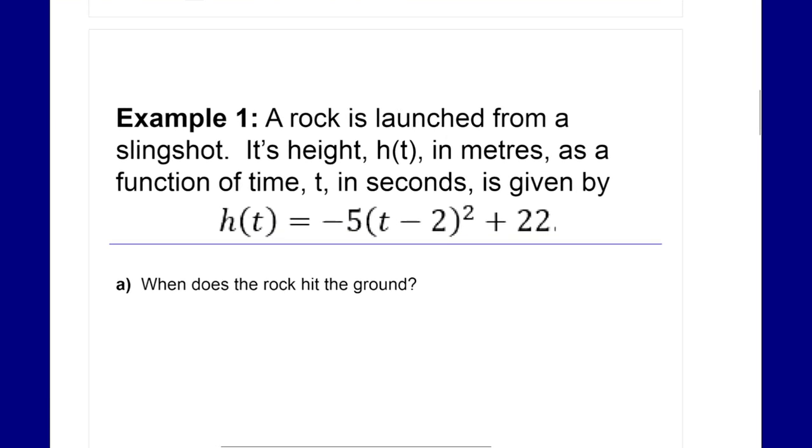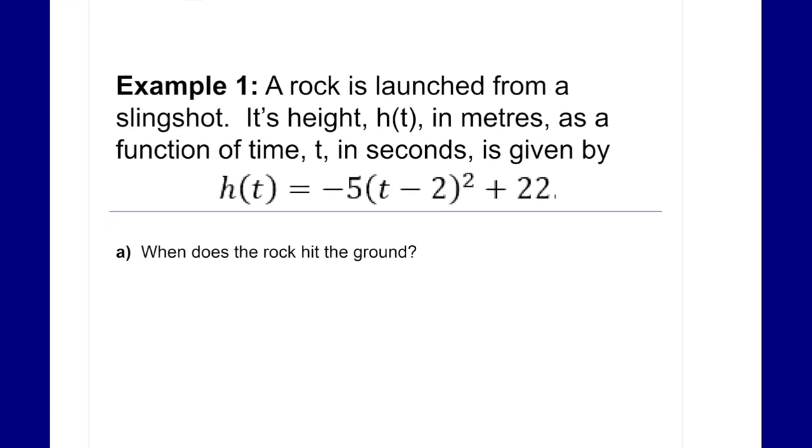So in our first example, a rock is launched from a slingshot. Its height, h(t) in meters, as a function of time, t in seconds, is given by h(t) = -5(t - 2)² + 22. We want to know when the rock hits the ground.